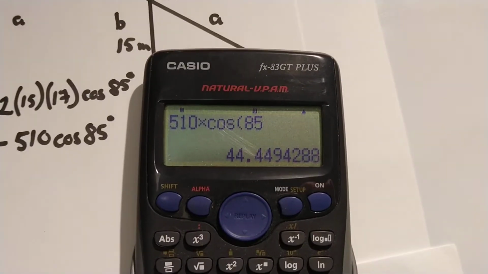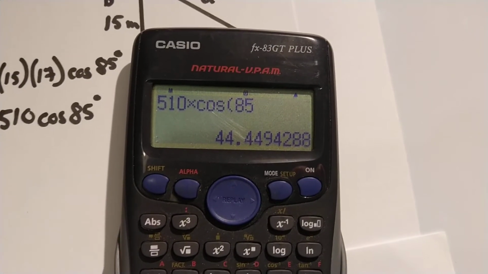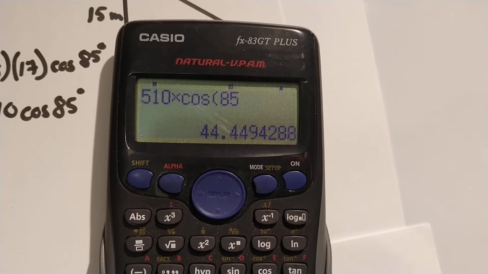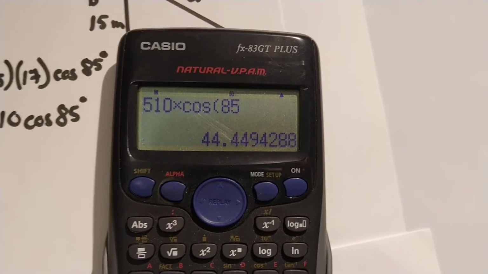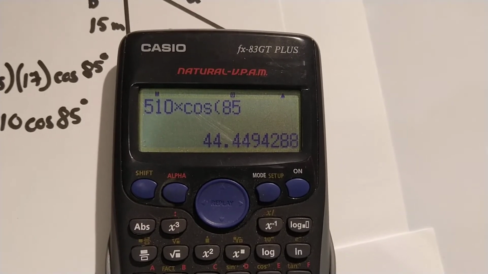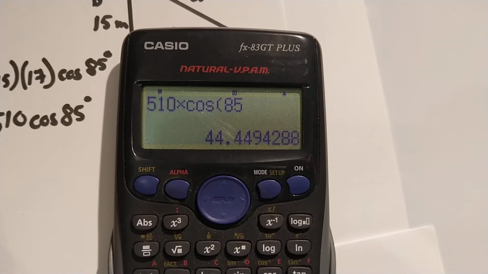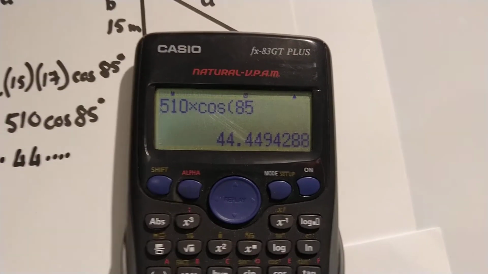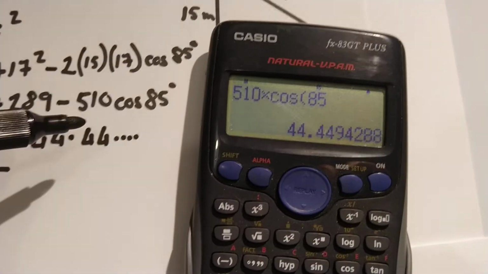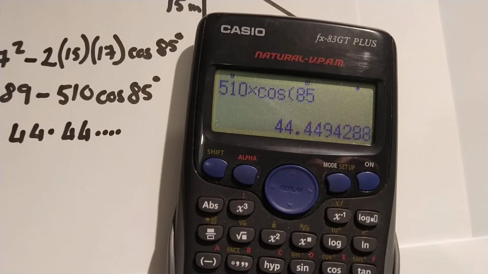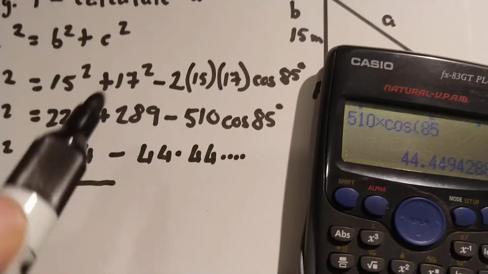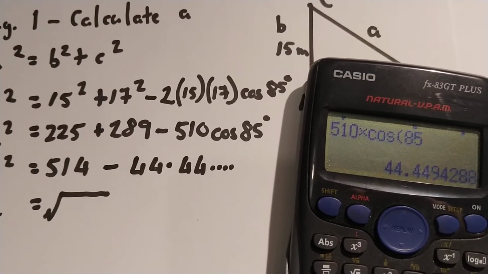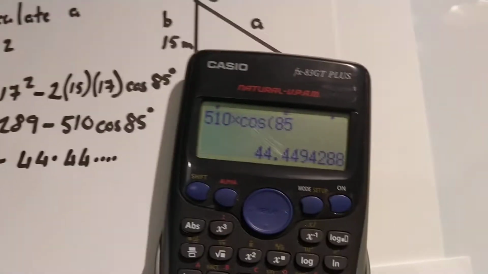Now at this point, although it says 44.449, I'm not going to round off. We only round off at the very end is the best practice for maths. So I'm going to say take away 44.44 and then just put blah, blah, blah, if you like, to say there's a whole lot more numbers here. It removes the need to round off here, and also it removes any chance of a rounding off error here affecting my final answer. So I'll keep this answer on my calculator.